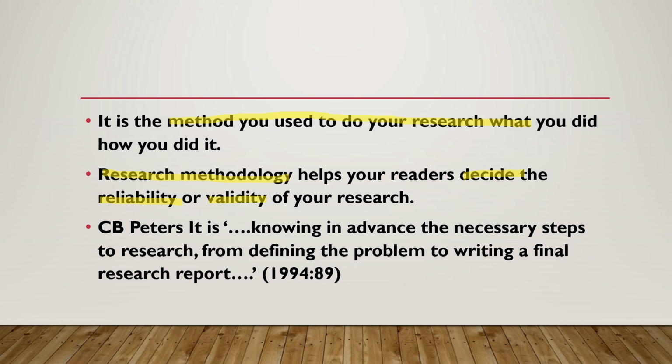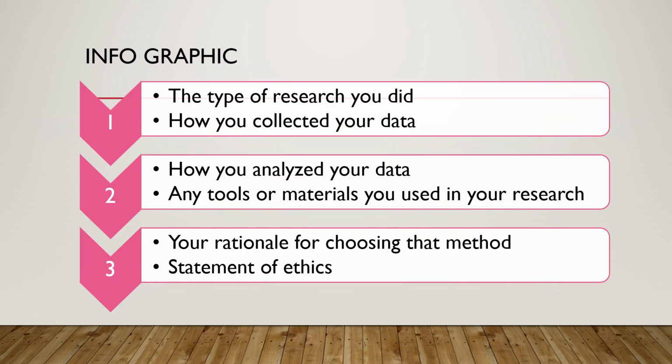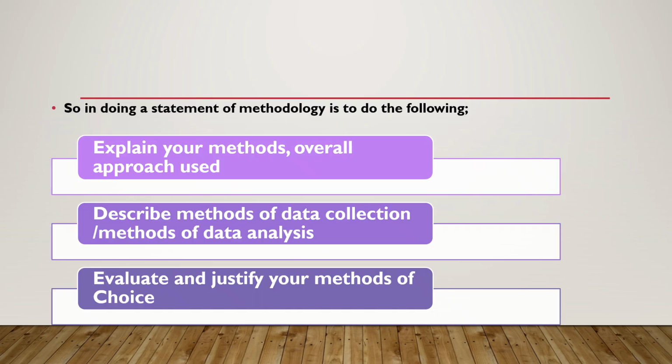What is research methodology? According to C.B. Peters, it is knowing in advance necessary steps to research, from defining the problem to writing a final report. So here is an infographic of what we have said, that research methodology is the research that you did, how you collected your data, how you analyze your data, any tools or materials you used in your research, your rationale for choosing that method, and also your statement of ethics.